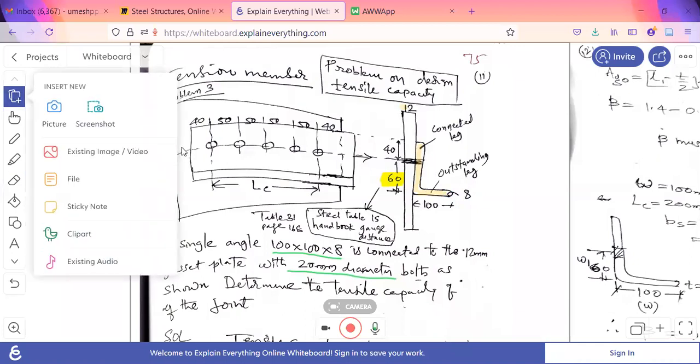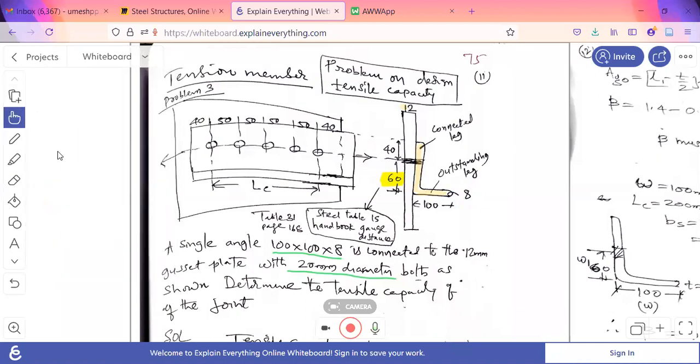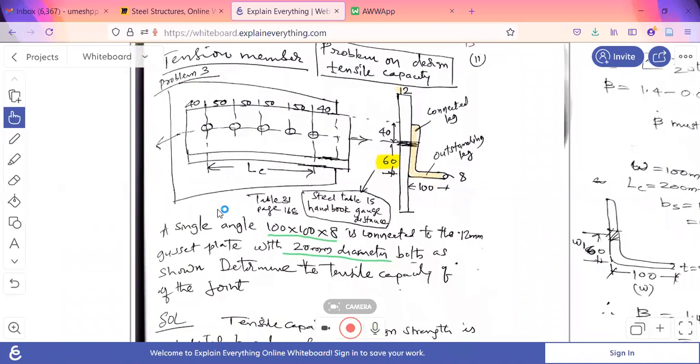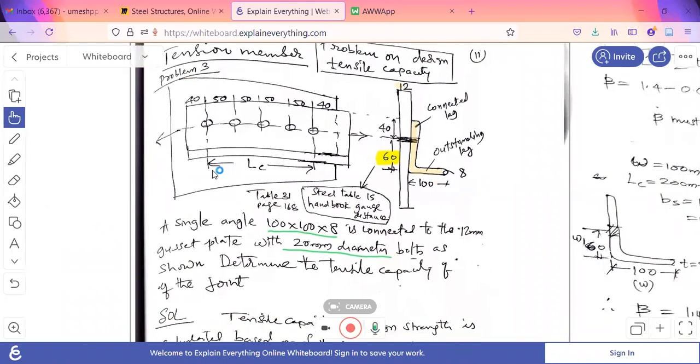That is, the problem is given like this. So the end distance is 40, pitch is 50 here. Again here the end distance is 40 at the other end. So 40, 40 on the other side. One side this is 40, angle section vertical. If you see the dimensions, this is 40, this is 60. Gauge distance is given.